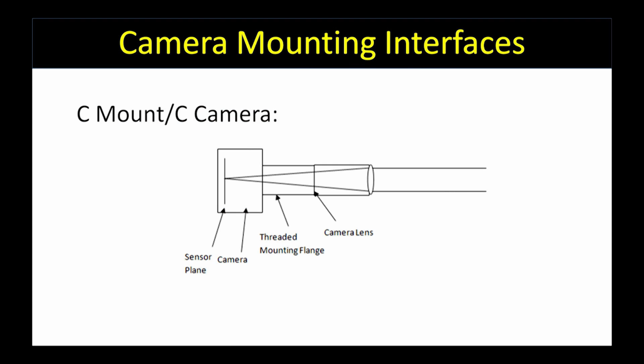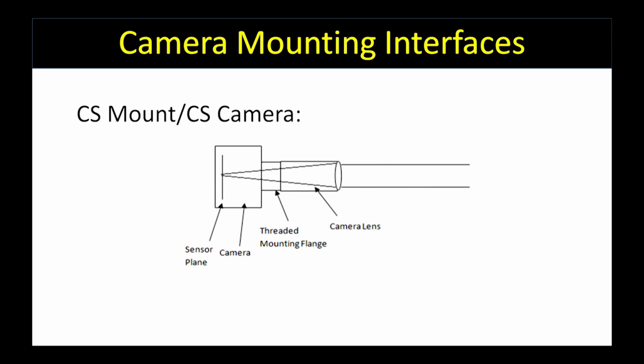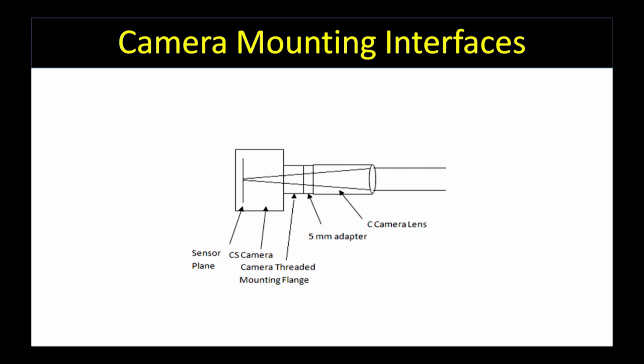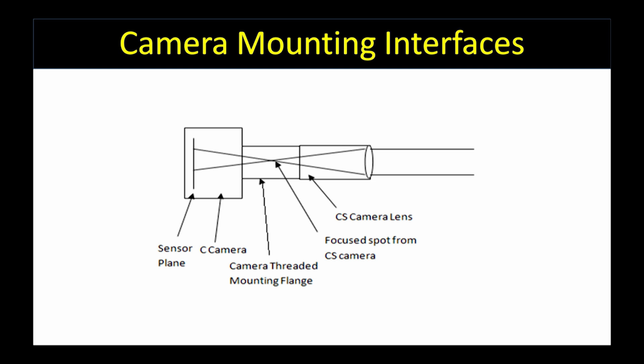This leads to the compatibility of C and CS mount components. The ideal situation is to match a C-mount lens with a C-mount camera, or a CS mount lens with a CS camera. Furthermore, it is straightforward to combine a CS camera with a C lens if a 5mm adapter is used. In fact, most CS cameras include the spacer for the use of standard C lenses. However, it is not possible to combine a C camera with a CS lens, as the focus would never be close enough to the sensor plane to get a sharp image.